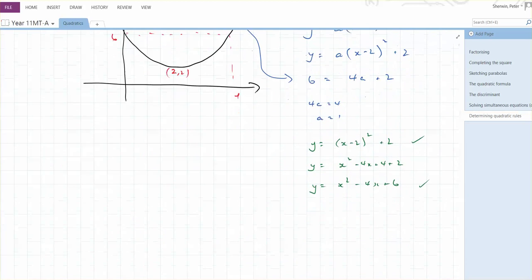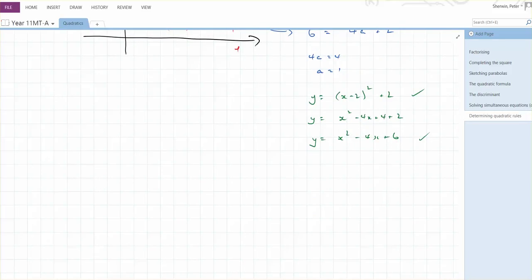Okay, have a look now at questions. What I'd like you to do off the work requirements, rather than doing 9, is questions 6, 7, 8 and 17 for tomorrow. Okay, see you then.